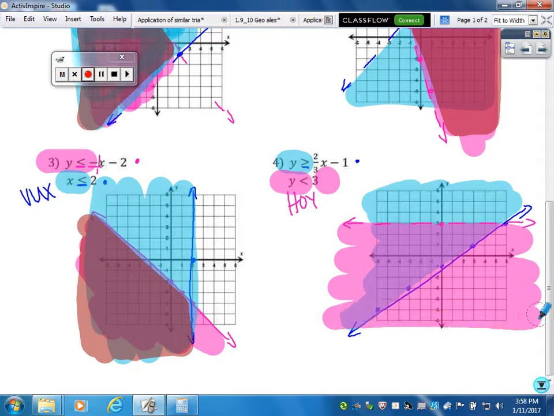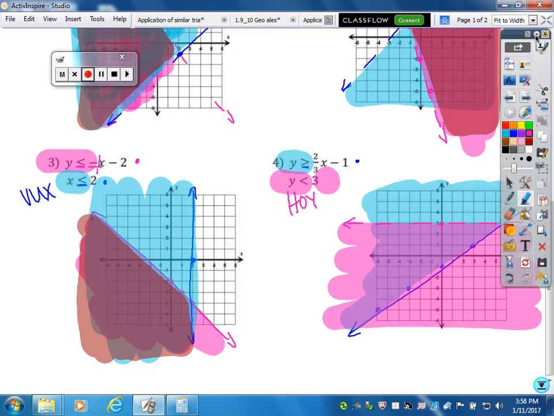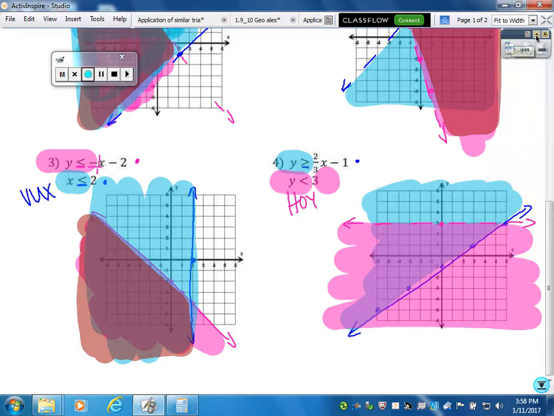So anything in pink is a solution to the horizontal line, the bottom one. Anything in blue is a solution to the top one, but we are looking for the solution to the system, so both of them at the same time. So I am looking for this overlapping section right here. There's our answer, that little sliver.